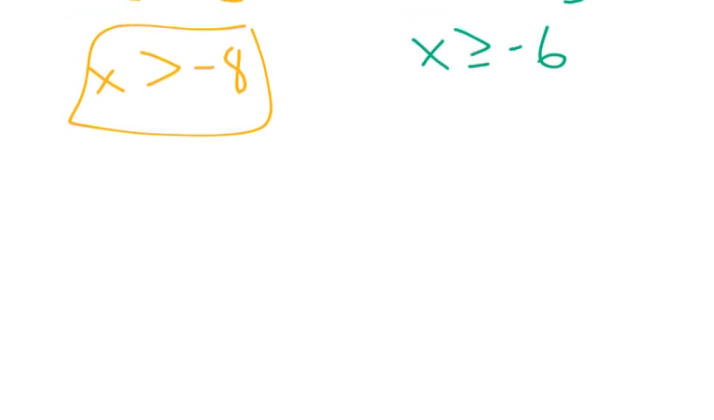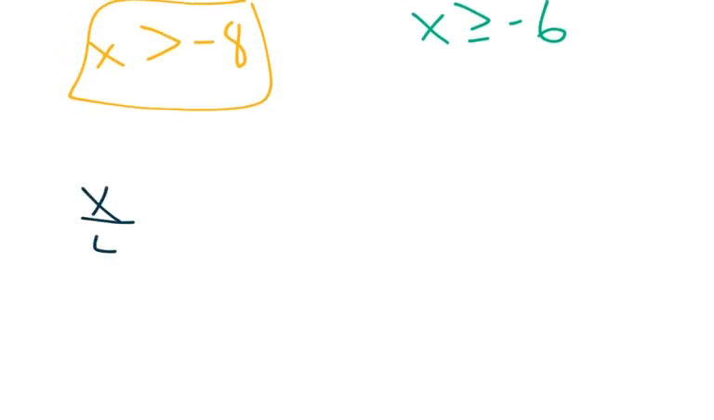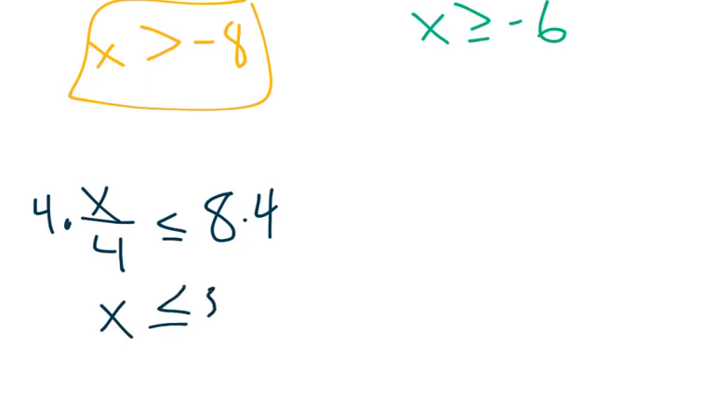All right, we've got two more examples. Let's say we have x over 4 is less than or equal to 8. Here, our variable is being divided by a number, so we need to multiply by that number. We're multiplying by a positive number, so everything stays the same. x is less than or equal to 32.